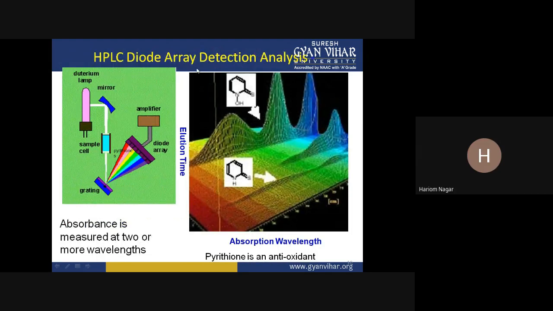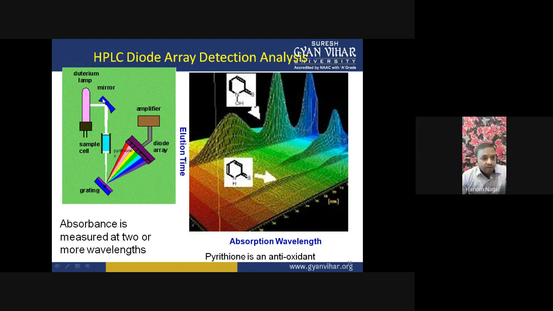Now, HPLC diode array detection analysis. This is the deuterium lamp. This is the mirror, and this is the deuterium lamp. This is actually the light source. When this light is incident at the mirror, then the mirror, by changing the angle, passes it through the sample cell.